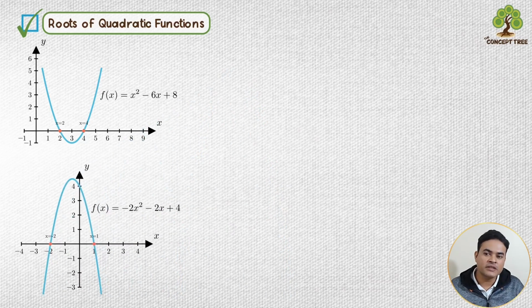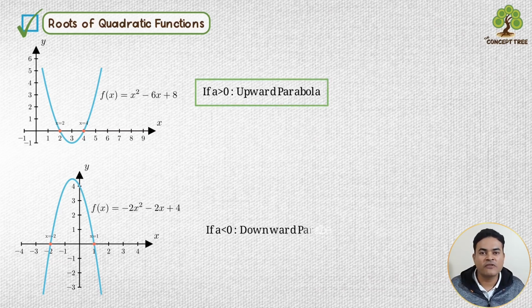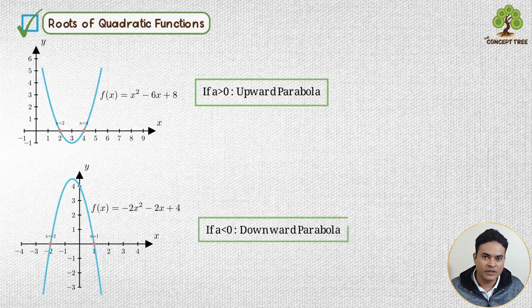So based on this, two types of graph we can see on the screen. One is called an upward parabola and the second one is called a downward parabola. Now what decides whether we get an upward parabola or a downward parabola? So the coefficient of x² decides it. If the coefficient of x² is greater than 0, we get an upward parabola. In the second case, the coefficient of x² is less than 0. Therefore, we have a downward parabola.